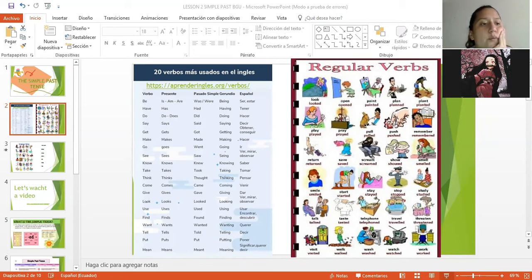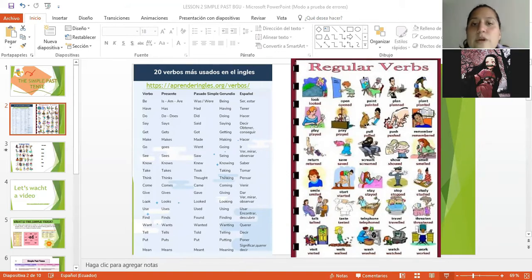For example, we have here the verb have. In the simple present, I say, I have a cell phone, a new cell phone. But when we change to simple past, we change the old verb. For example, we have here, I had a cell phone. Here we have do, and we change to did.